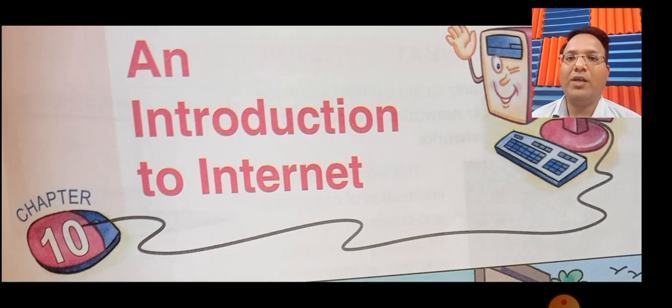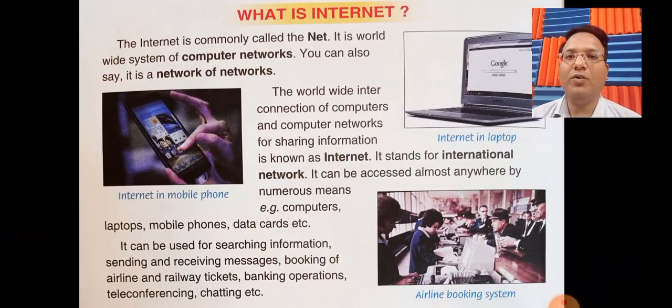Now the next and last chapter is introduction to the internet. We already know that the internet is a network of networks. Nowadays we use the internet a lot. Our every work is done by the internet nowadays. The internet is commonly called the net. Net means jaal. It is the worldwide system of computer networks. You can also say it is a network of networks. So a collection of networks is called the internet.